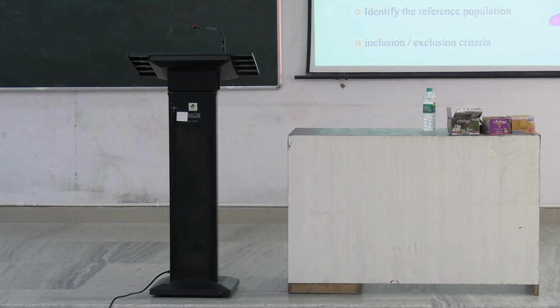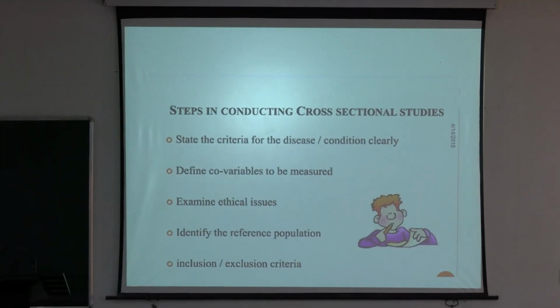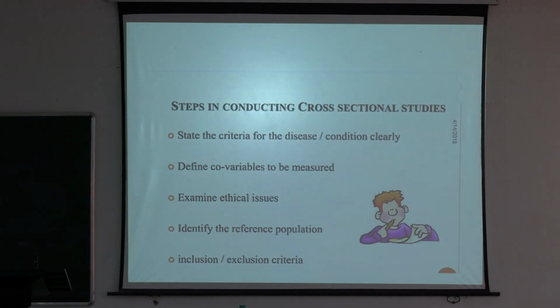So here there are certain steps needed in conducting a cross-sectional study. State the criteria for the disease condition clearly. Now this is something important.